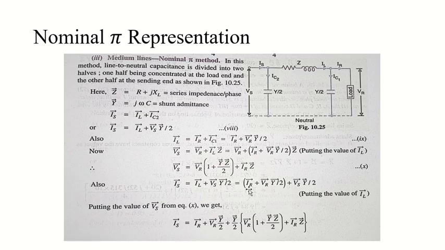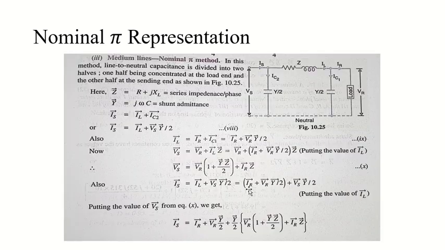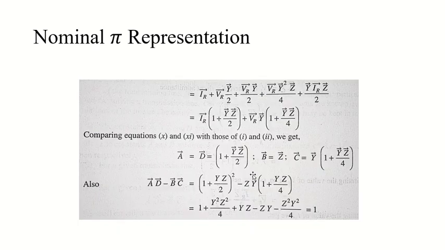Okay, here. When we simplified for Is, we got this value, and based on Is's value, we got these two. 1 plus yz by 2, which was my a, sorry, which was my d actually. 1 plus yz by 2 will be d because it is the multiple of Ir.